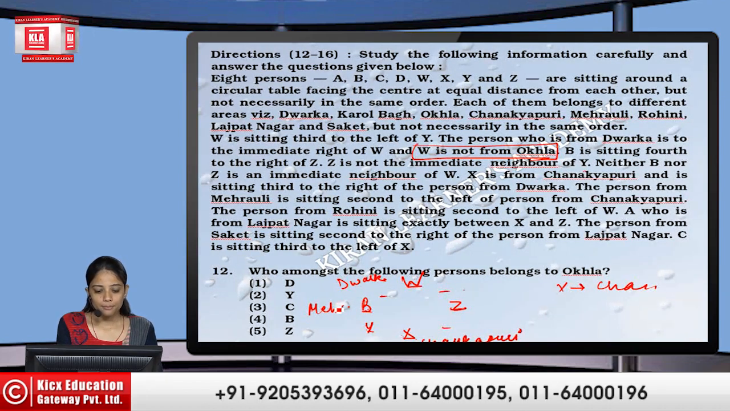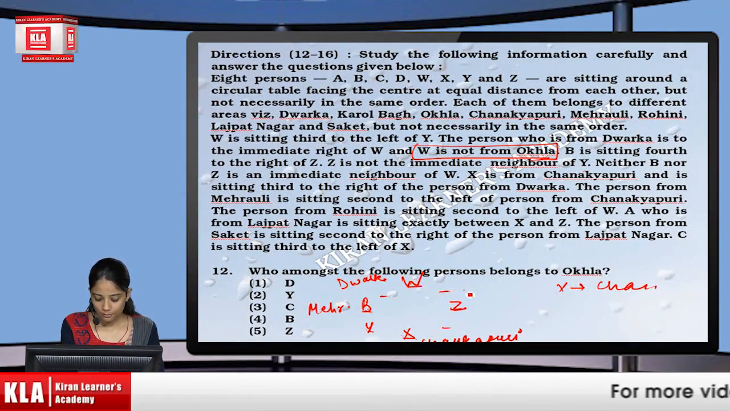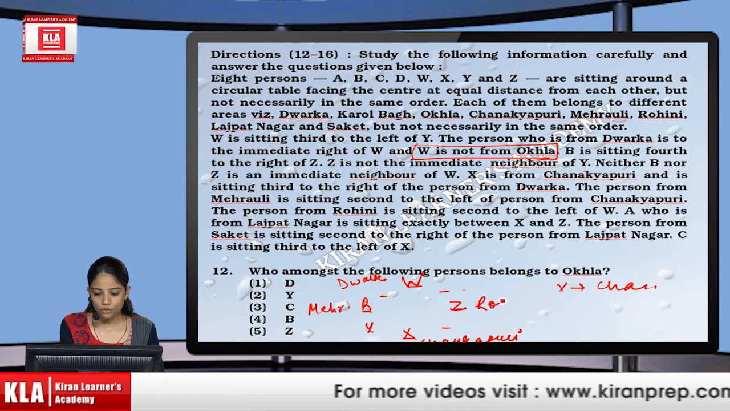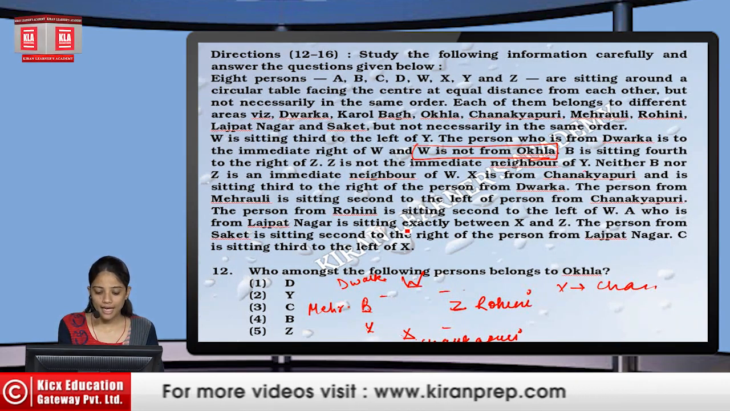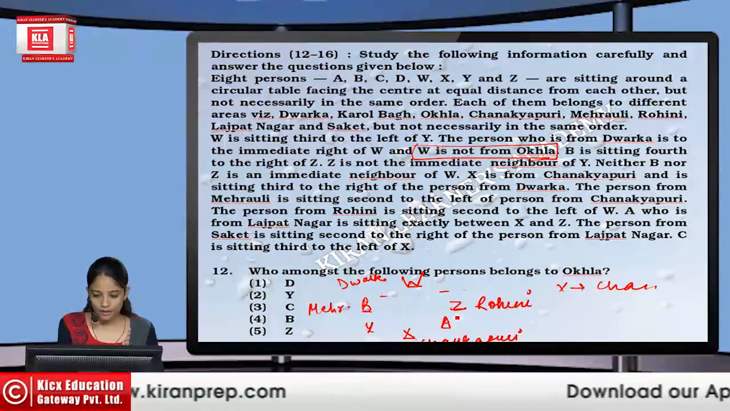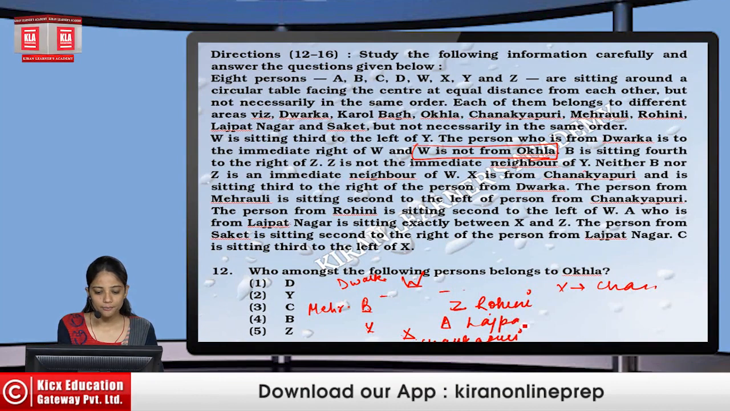Next, the person from Rohini is sitting second to the left of W. Second to the left of W means Z. Z is from Rohini. Then a person A who is from Lajpat Nagar is sitting exactly between X and Z. So he will be over here and he is from Lajpat Nagar. It is very much clear.